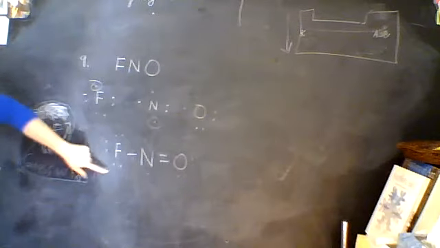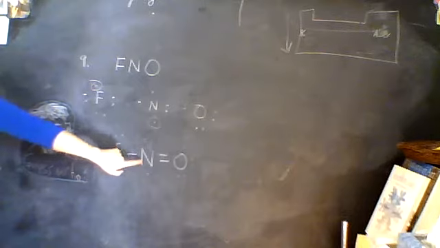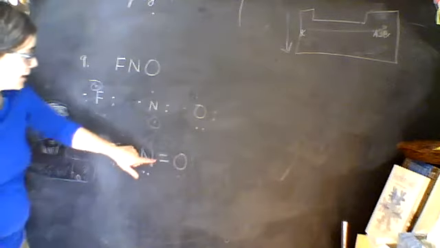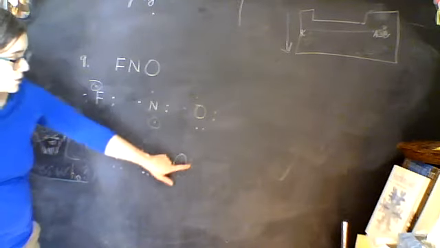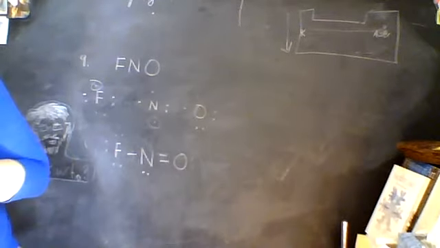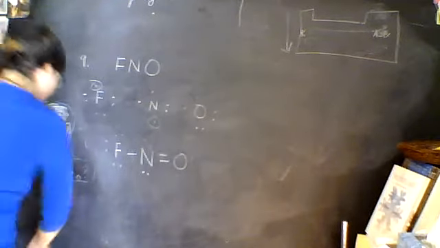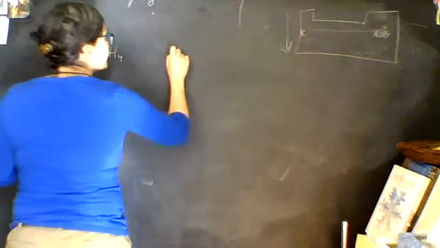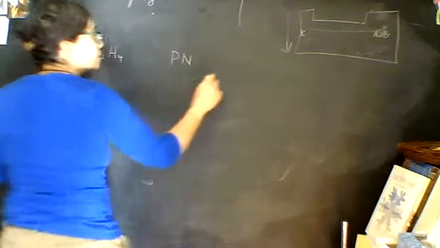So F has 6 electrons and a bond with N, which has, can't really see them, should be 2 electrons, and a double bond here with oxygen, which has 4 electrons. Okay? Okay, number 10. Based on their Lewis structures, which molecule is easiest to break apart? C2H4, PN, H2.